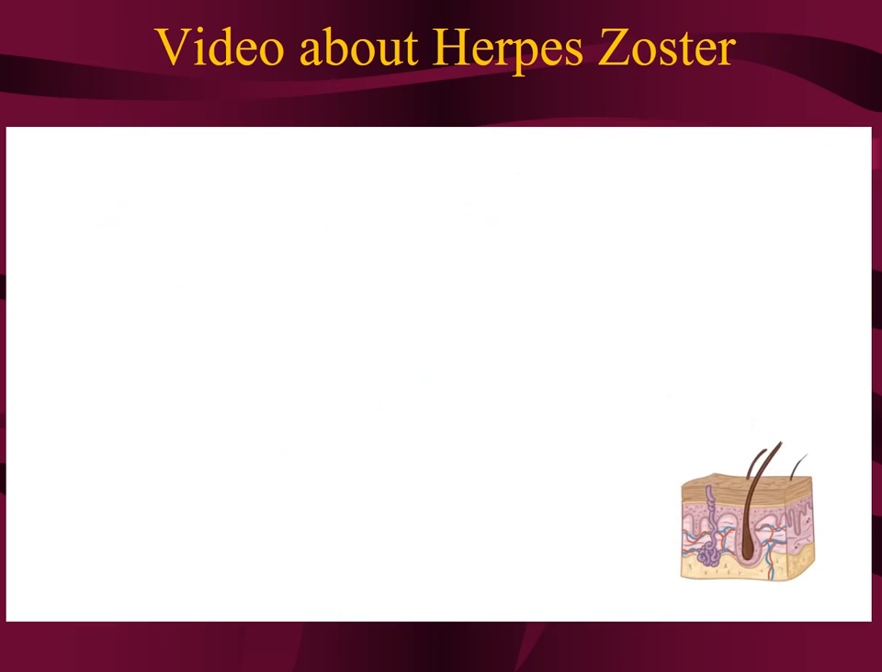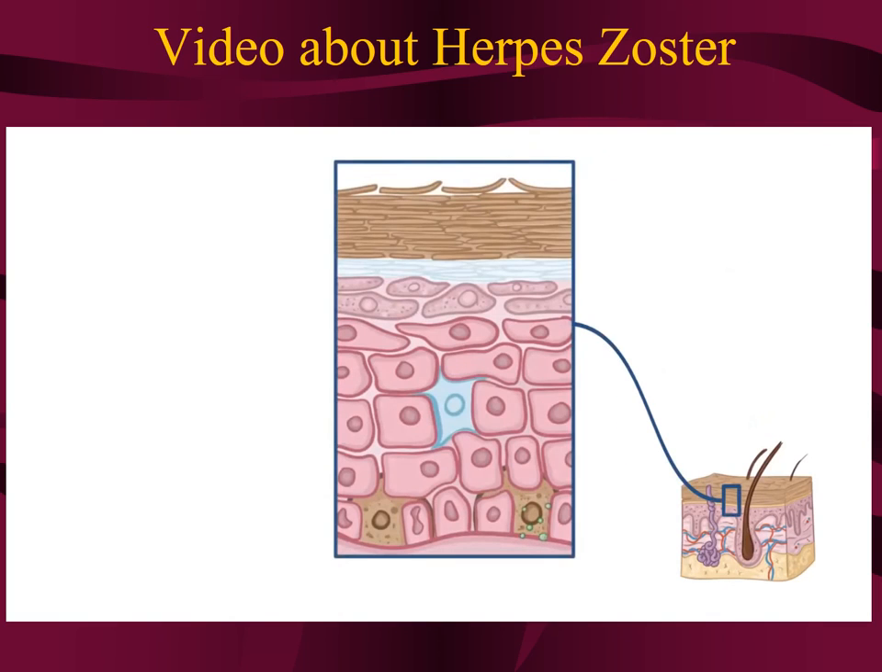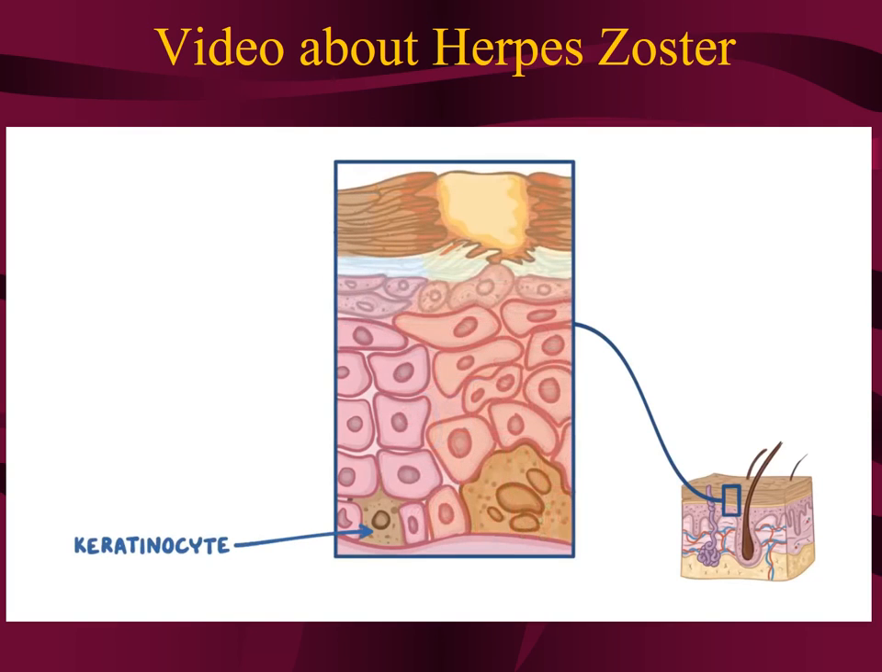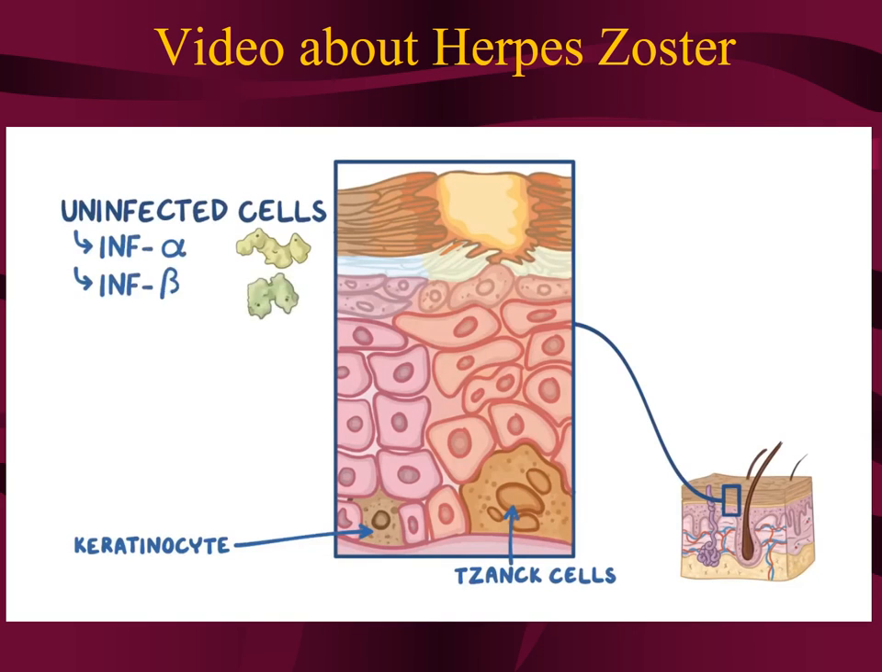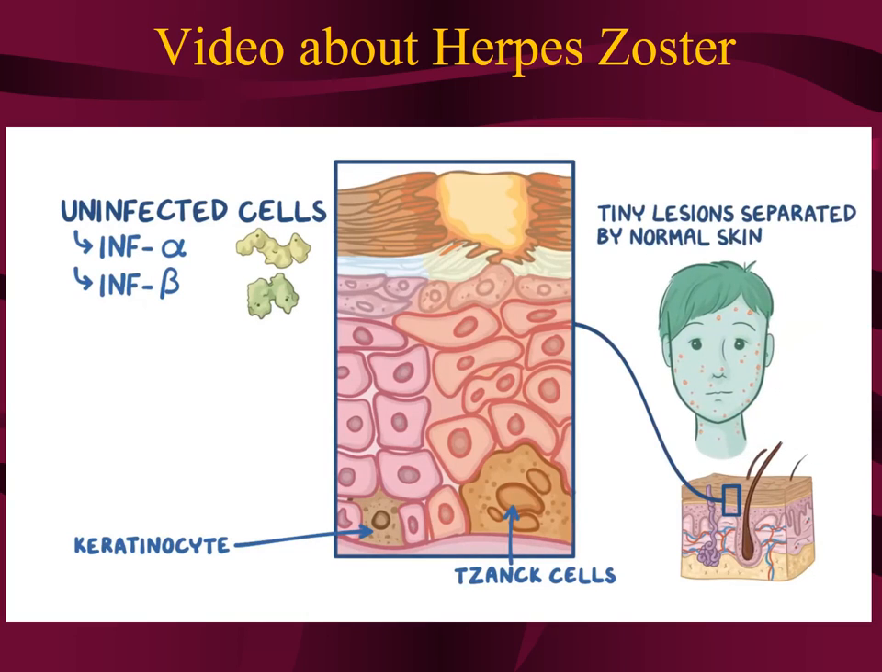Once the T cells reach the skin, they release the viruses, which start infecting keratinocytes. The infection spreads through the skin, going directly from cell to cell. Sometimes the infected keratinocytes start to fuse together and create giant multinucleated cells called Tzanck cells. Uninfected cells start secreting interferons alpha and beta, which inhibit viral protein synthesis and protect those cells from getting infected. As a result, we get tiny lesions on the skin separated by normal areas of skin.